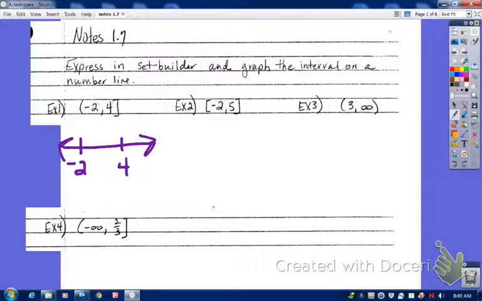The parentheses means open circle. So somewhere on your notes, you might want to do a parentheses. It means open circle. And a bracket means a closed circle.